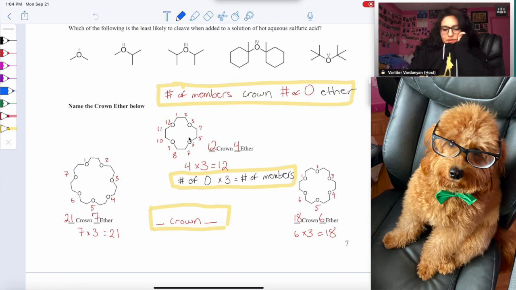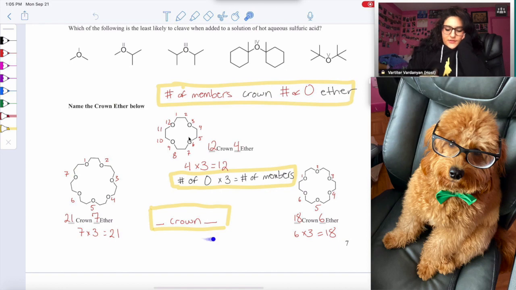Remember, you have the number of members in your ring, crown, number of oxygens in your ring, ether. And so sometimes he might not put the ether at the end. That's why I wrote blank, crown, blank. Always remember the bigger number is going to be first, smaller number will be second.